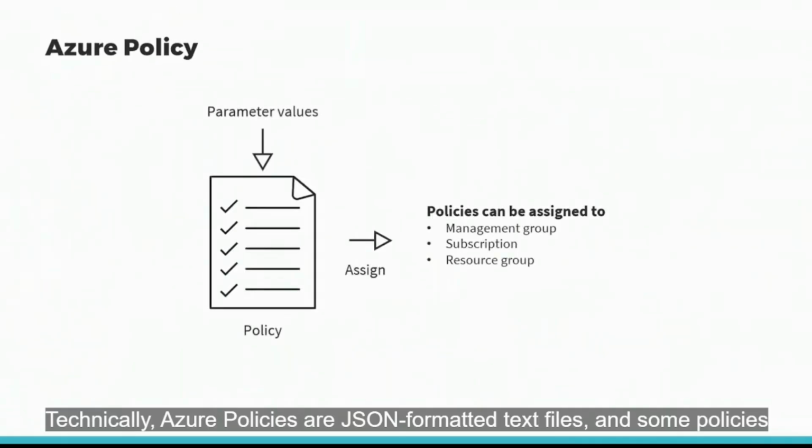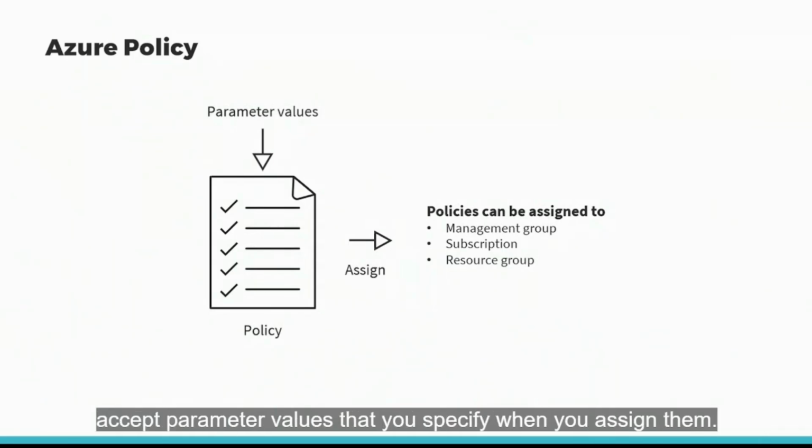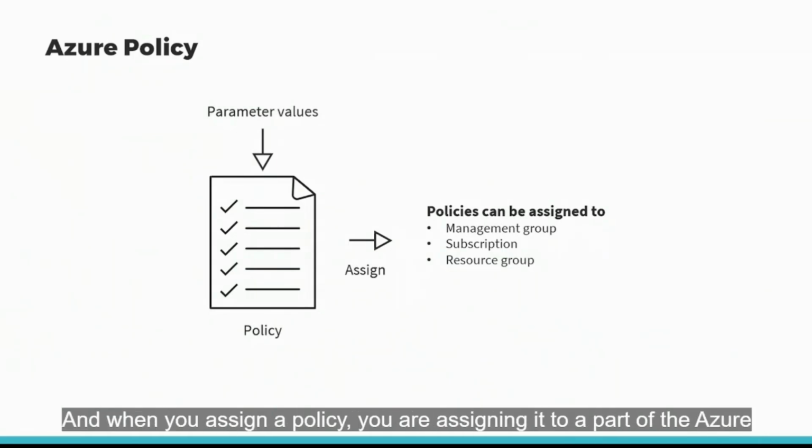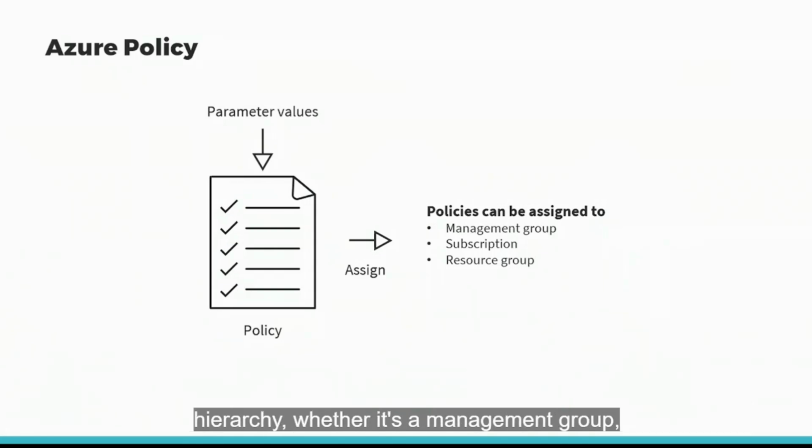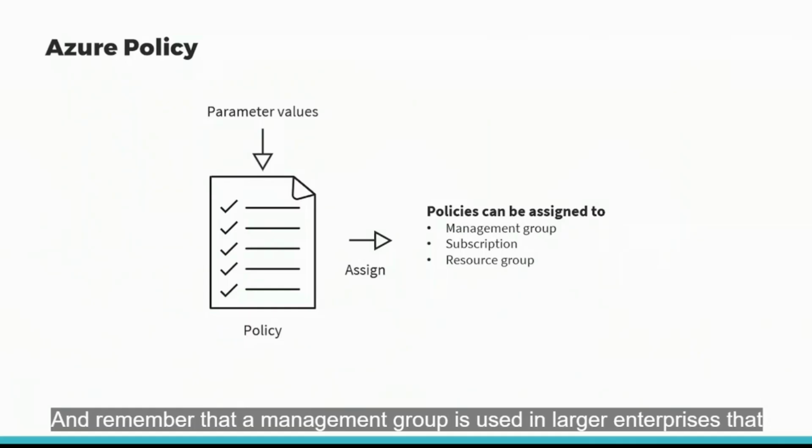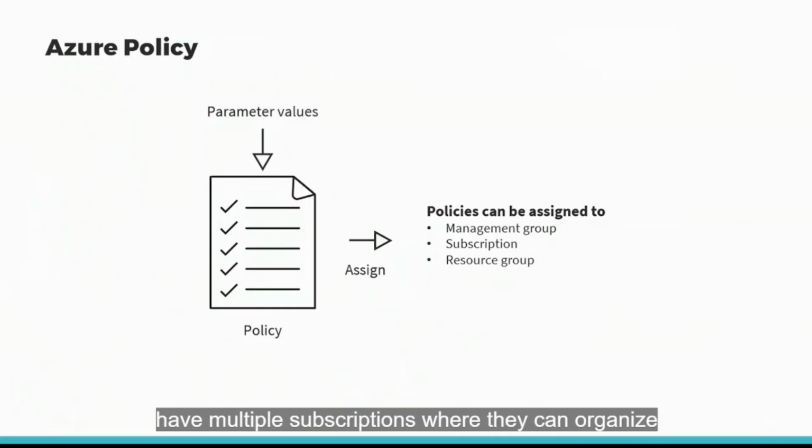Technically, Azure policies are JSON formatted text files, and some policies accept parameter values that you specify when you assign them. And when you assign a policy, you are assigning it to a part of the Azure hierarchy, whether it's a management group, a subscription, or a resource group. And remember that a management group is used in larger enterprises that have multiple subscriptions, where they can organize those subscriptions into different management groups.